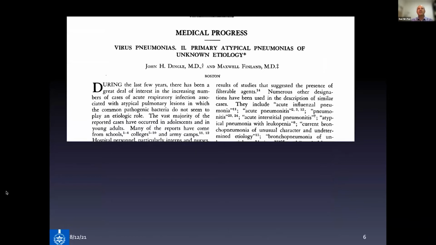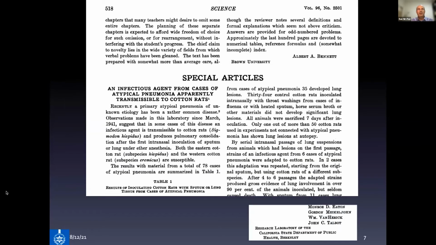The same year, two other giants in infectious diseases, Dingle and Finland from Boston, presented in the New England Journal of Medicine a couple of papers about pneumonia. In the paper on virus pneumonia, the primary atypical pneumonias of unknown etiology at that time, is probably the best clinical description of what, just a few months later, was thought to be what was called the pneumonia by the Eaton agent.